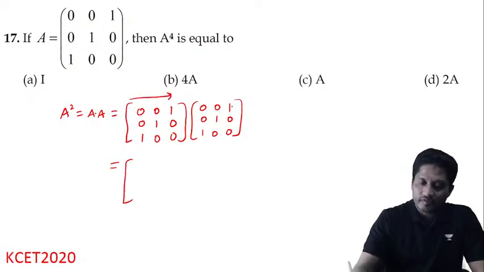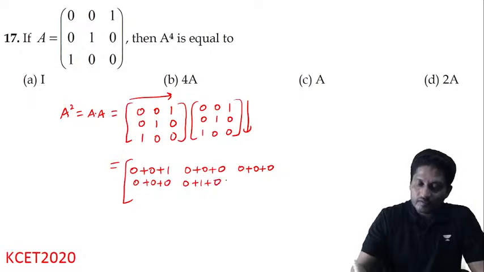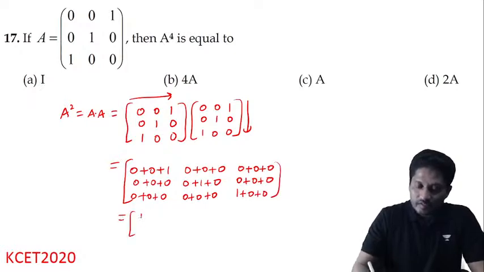If you multiply first row, first column, you will get 0 plus 0 plus 1. First row, second column, 0 plus 0 plus 0. First row, third column, 0 plus 0 plus 0. Second row, first column is 0 plus 0 plus 0. Again 0 plus 1 plus 0, and these are all zeros. Even this is 0, and then this is 1 plus 0 plus 0. This will be [1, 0, 0; 0, 1, 0; 0, 0, 1]. That is the same as I.